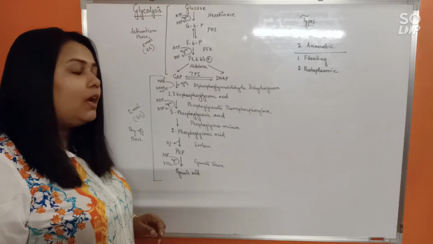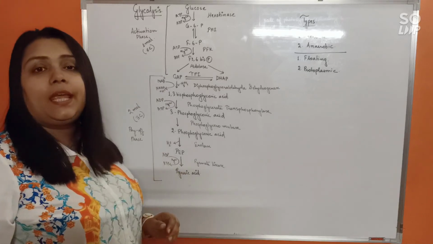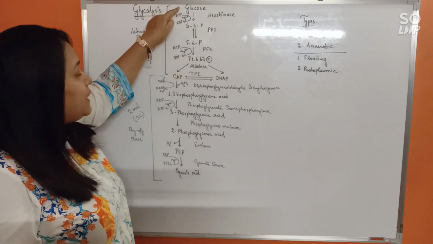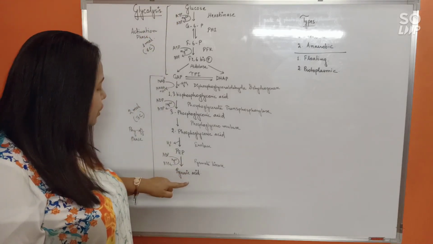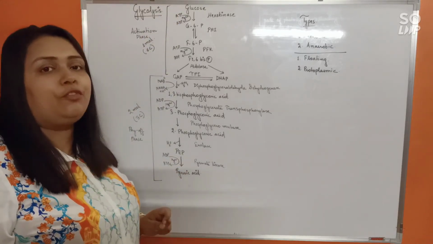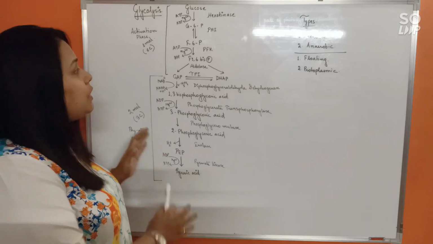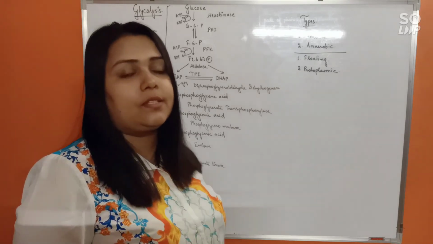Is that clear? So these are the 10 steps in which one glucose molecule will be getting converted into 2 molecules of pyruvic acid. So this is the entire process of glycolysis.